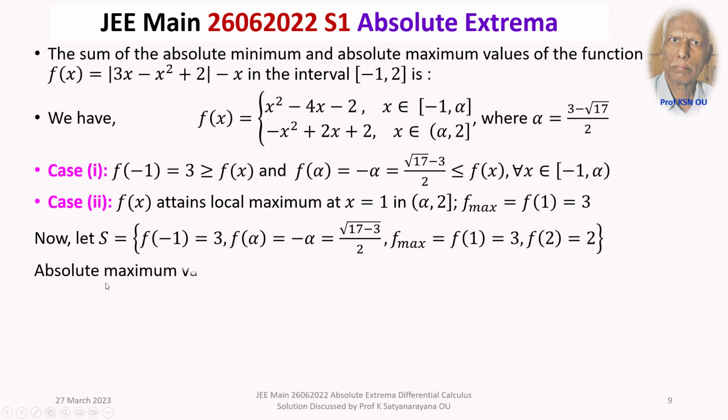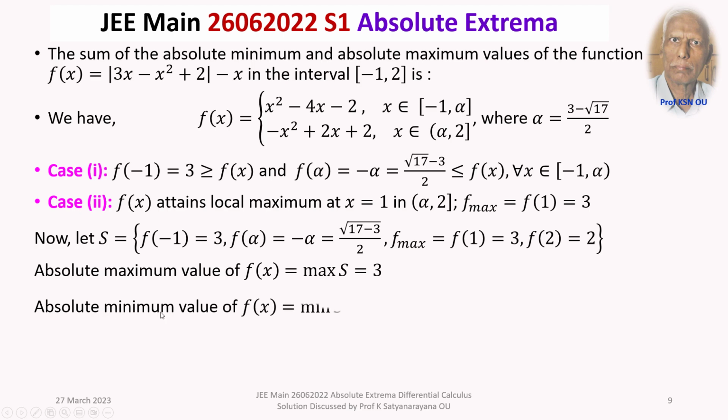So with all these values, you take the absolute maximum as the maximum of S, that is the maximum of these values, which is 3, and the absolute minimum of f of x is the minimum of S, it is root 17 minus 3 by 2. Yes, it is now written correctly. Here it should be the same as this one. There is a typographical error here. So the minimum of S, the minimum of all these values, is root 17 minus 3 by 2. So the absolute maximum is 3, absolute minimum is root 17 minus 3 by 2.